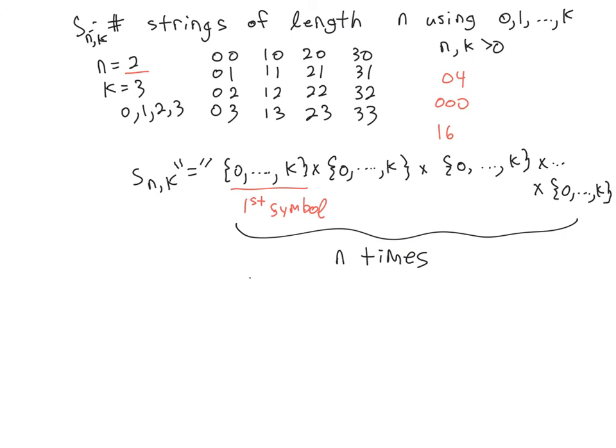And so then we see that the number of such strings is just the product of the numbers of elements from 0 to k, and we're going from 1 to n, which is also known as k plus 1 to the nth power. And that's by the product principle.